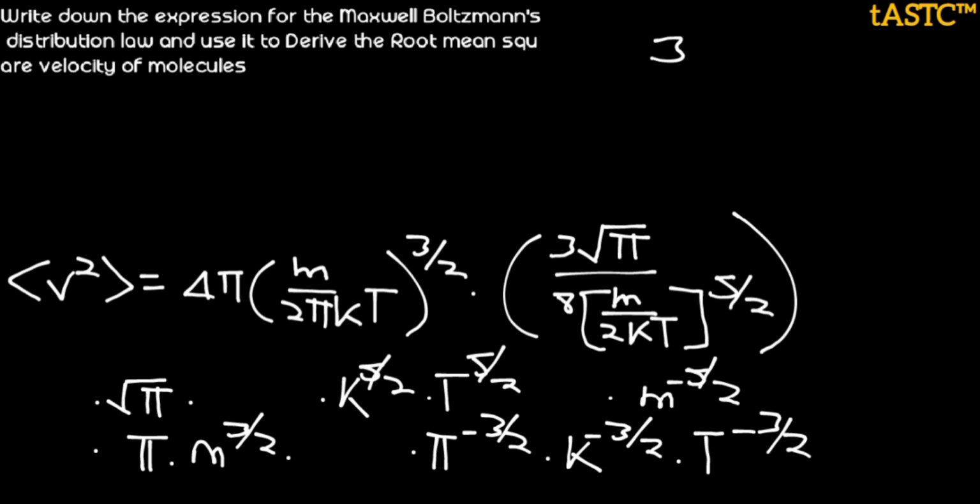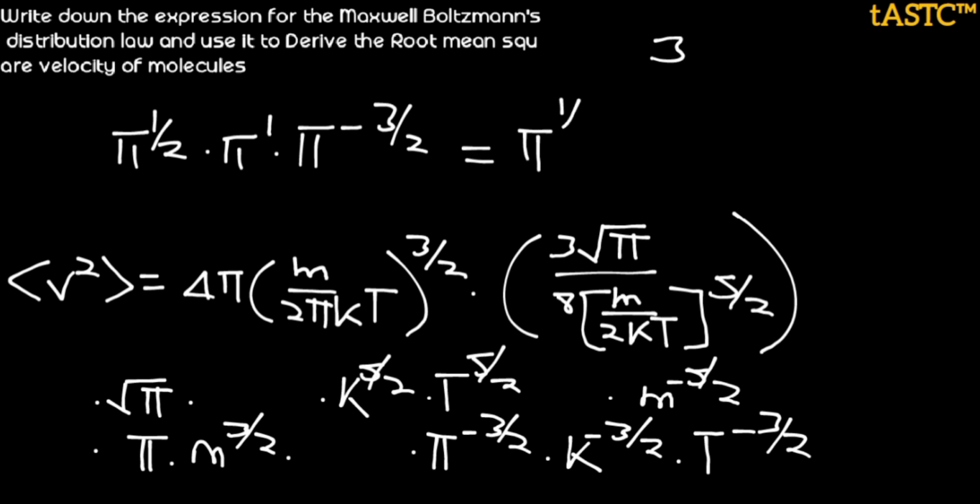What is pi going to give? So first we have this, which is pi to the power of a half. This is multiplied by pi to the power of 1. That is this one. Now we got this, which is pi to the power of negative 3 halves. So this is going to be pi to the power of a half plus 1 minus 3 halves.